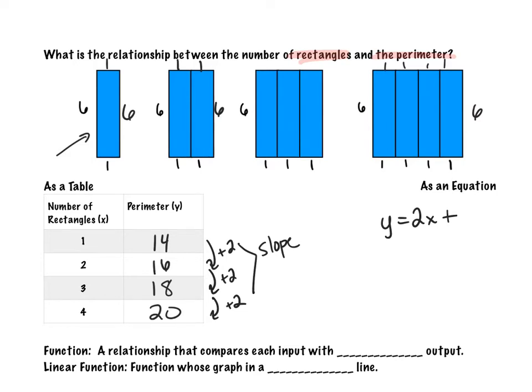12, right? So if I think of 2x plus 12, now I just want to check, right? Does that work for the rest of my things? So what's 2 times 2? 4. 4 plus 12 is 16, right? So good, I've got a good equation. There's my equation. We're going to work through one more example of this, but you have to make sure we're asking ourselves those questions, right?